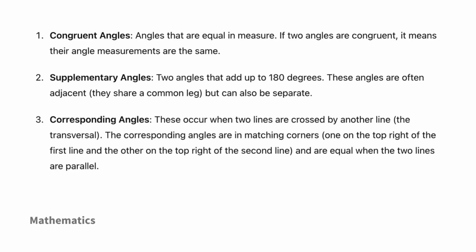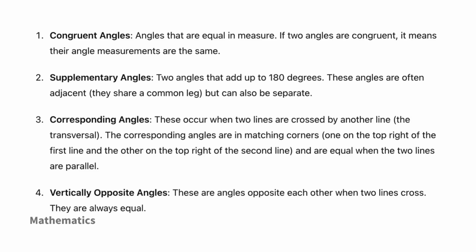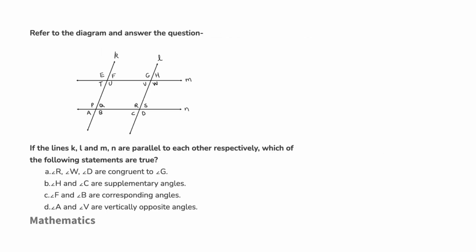Third, corresponding angles occur when two lines are crossed by another line, and this is called the transversal. The corresponding angles are in matching corners, meaning one is on the top right of the first line and the other on the top right of the second line. And these are equal when the two lines are parallel. Finally, fourth, we have vertically opposite angles. These are angles opposite each other when two lines cross. They are always equal. Knowing this, let's go back to the original question.